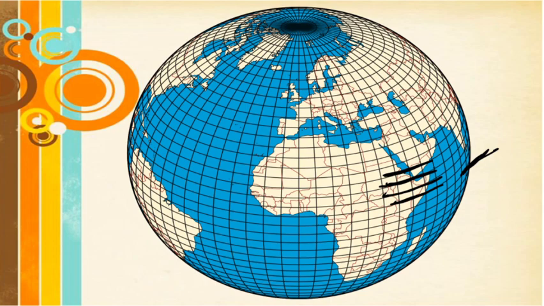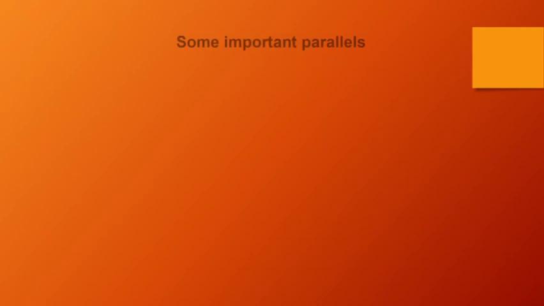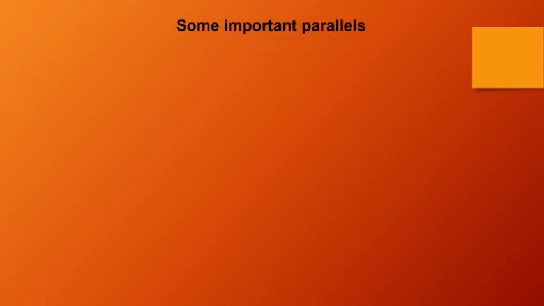Because there are 181 parallels in all. How? 90 in the northern hemisphere and 90 in the southern hemisphere. But there is one more parallel, that is the equator. So, in total there are 181 parallels. Now, let's look at some important parallels.